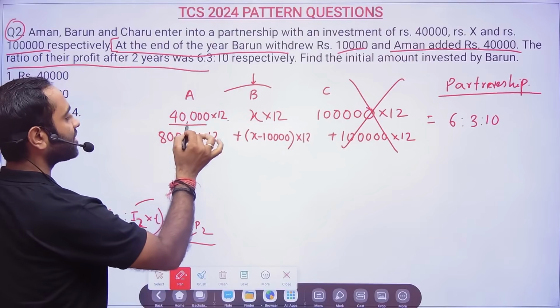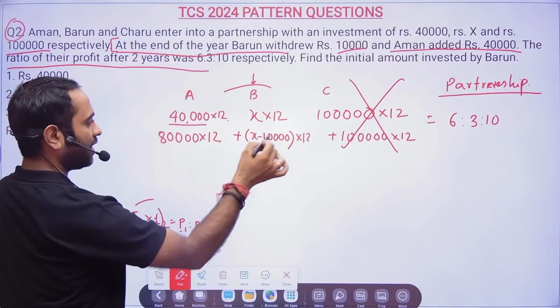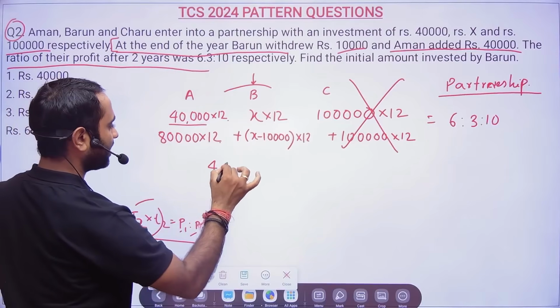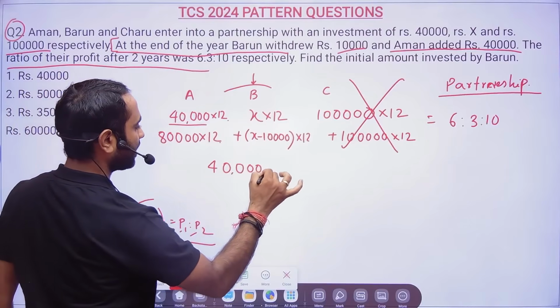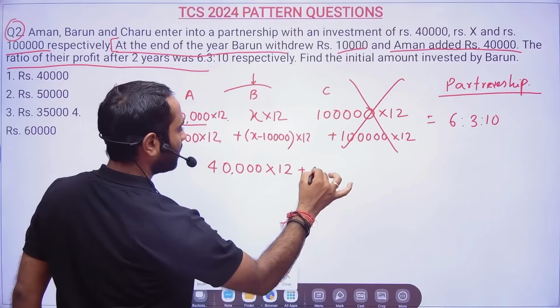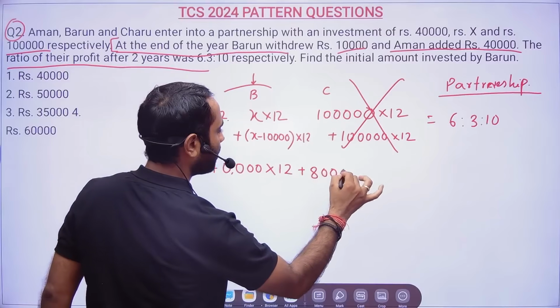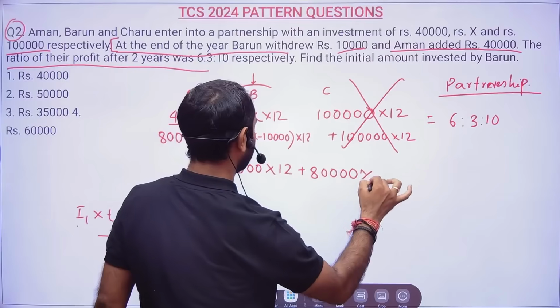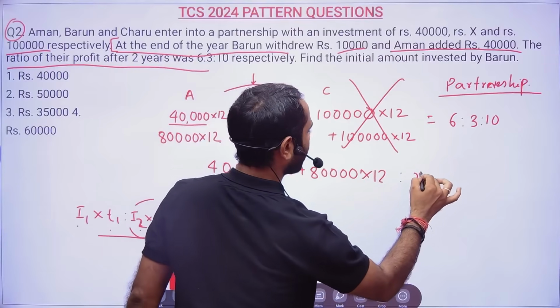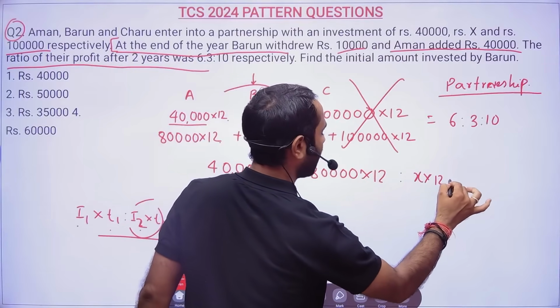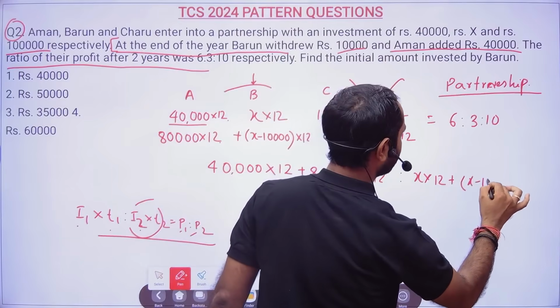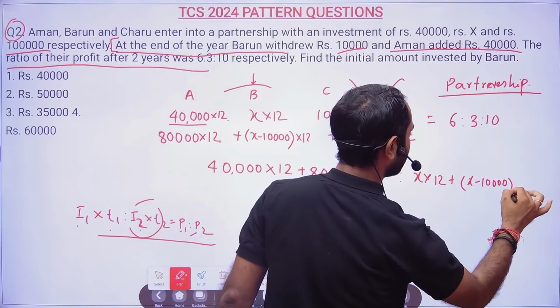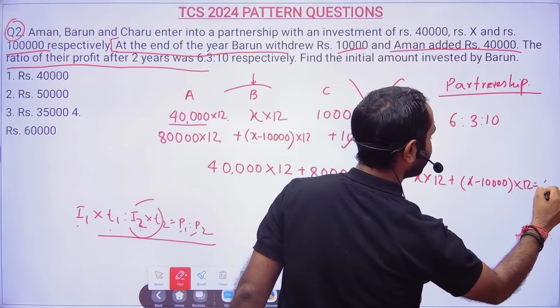So Aman, how much invested? So here, anyway, 40,000, I will write it once again. 40,000 into 12 plus 80,000 into 12, because the calculation you have to make a little easy, and then x into 12, plus x minus 10,000 into 12, and the ratio is 6:3.